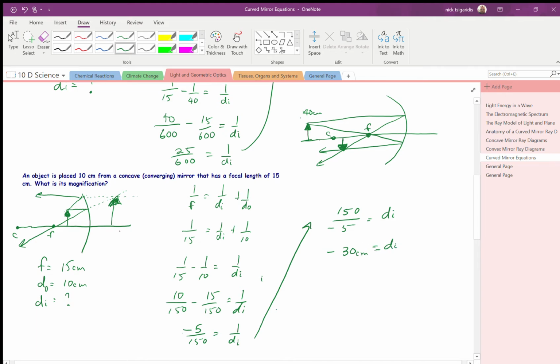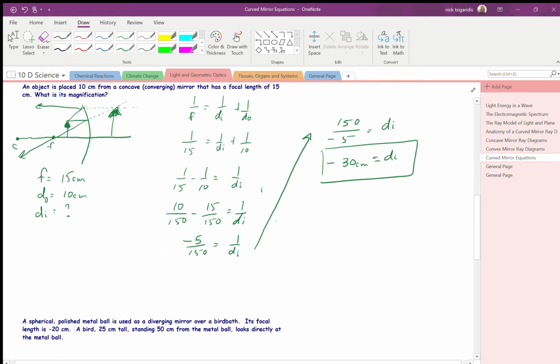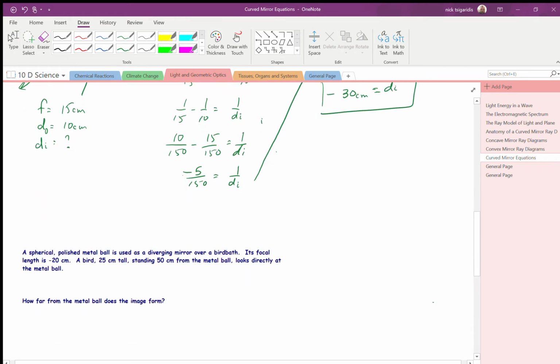And if you take a look at my image here, you'll notice that if I were to do the ray diagram here, the image would be farther from the vertex than the object is. So this agrees with what I have discovered here. So let's try another one.